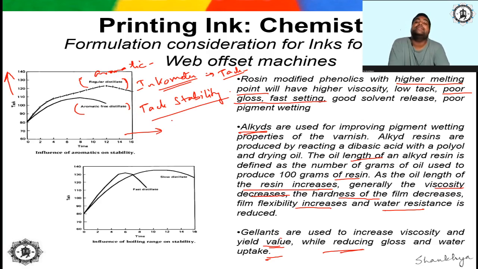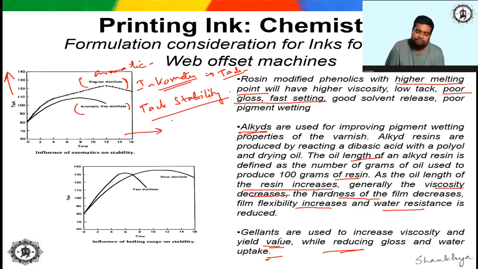It is very essential not only to measure the tack stability or the tack of the finalized ink, but it is also necessary for us to measure the tack of the varnish as well. As I already told you, resin is the heart of the ink. Varnish is nothing but the cooked resin. So if the varnish property is not what is required, then naturally the final ink will also not have the properties that you are looking for. So it is also essential to measure all the properties of the varnish before making the finalized ink.